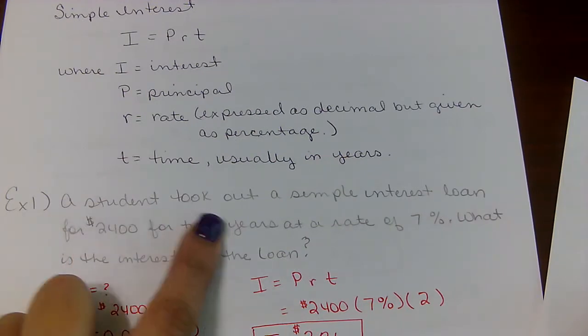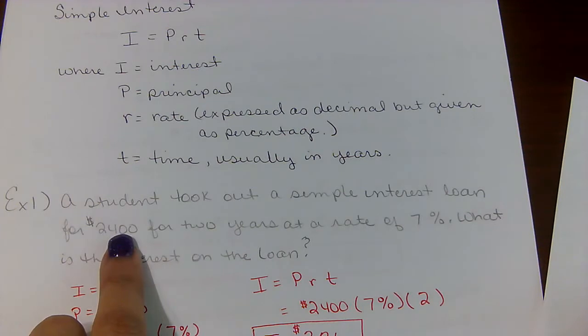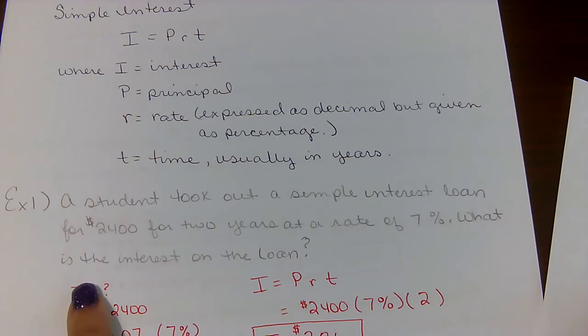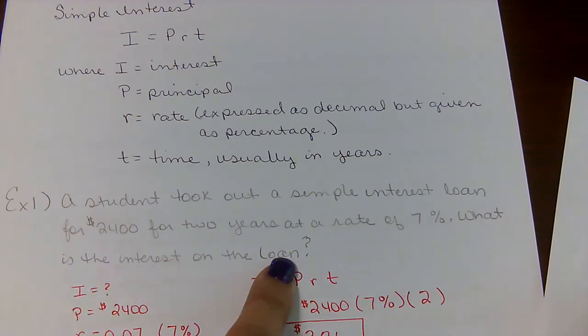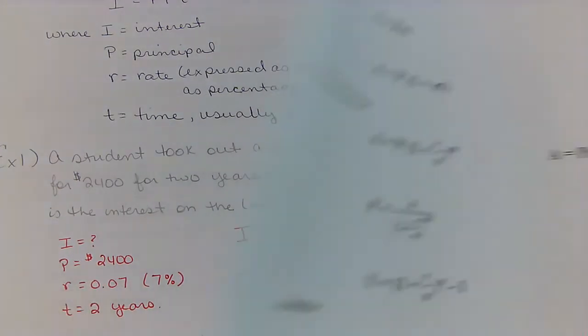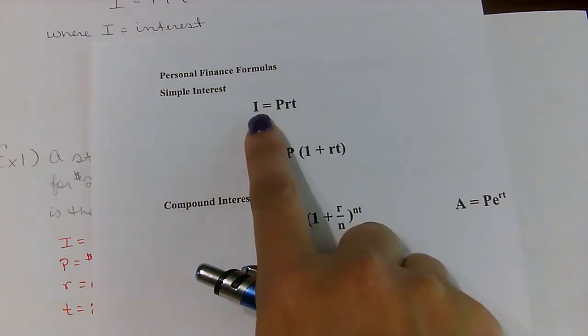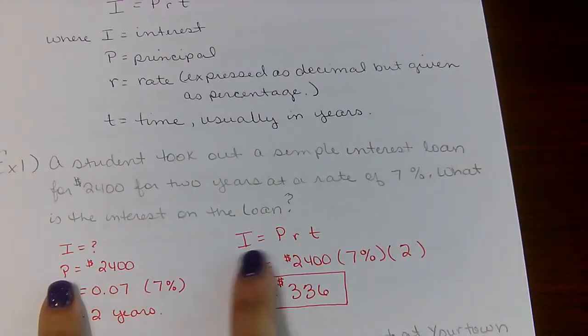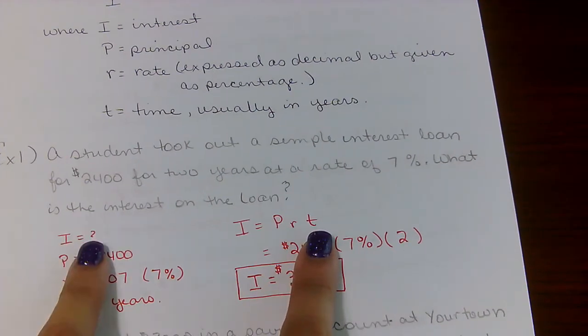Example 1. A student took out a simple interest loan for $2,400 for 2 years at a rate of 7%. What is the interest on the loan? So here we want to find out how much that student will be paying on interest. Using the formula sheet, under simple interest, we'll be using this formula: I is equal to PRT. Our interest is what we want to know. This is going to represent the amount that we're paying in interest.